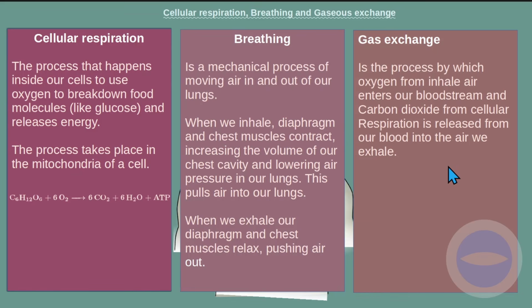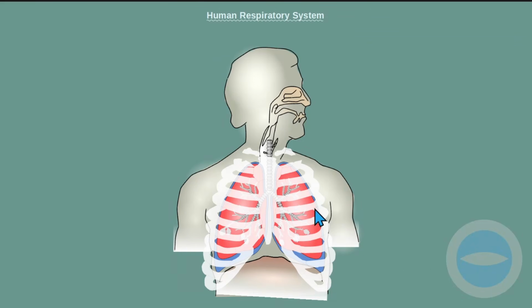It's when oxygen gets into our blood while carbon dioxide exits the blood, then moves out of the body. So I hope I explained everything about cellular respiration, breathing, and the gaseous exchange. Now let's look at the parts and their functions.